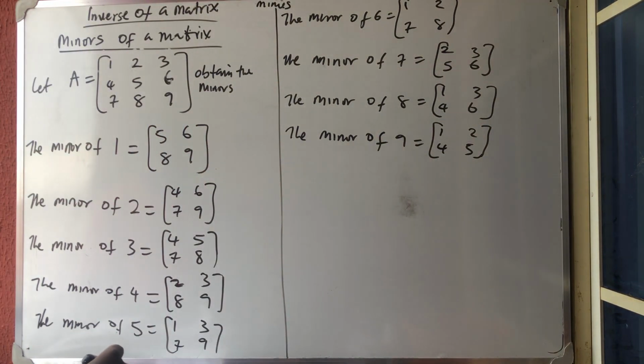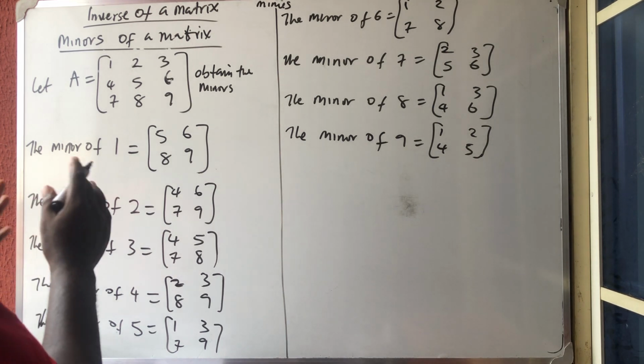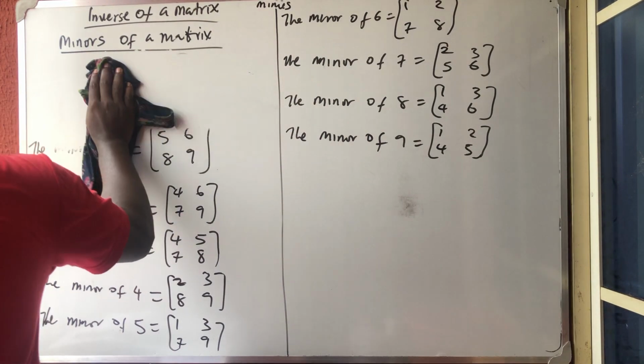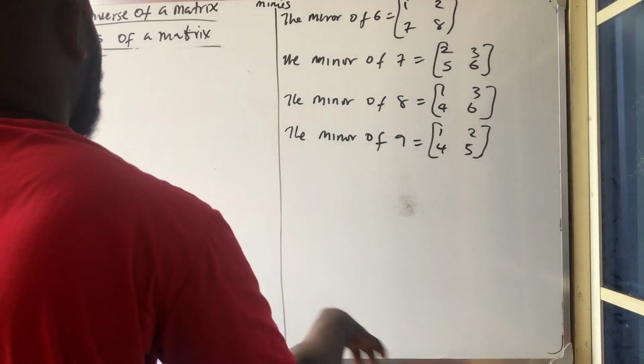So that is that. It's very, very simple. Okay, that is how to get the minor of a 3 by 3 matrix. Now let's get the minor of a 2 by 2 matrix, because that is what they will definitely ask you. Only 3 by 3 and 2 by 2.